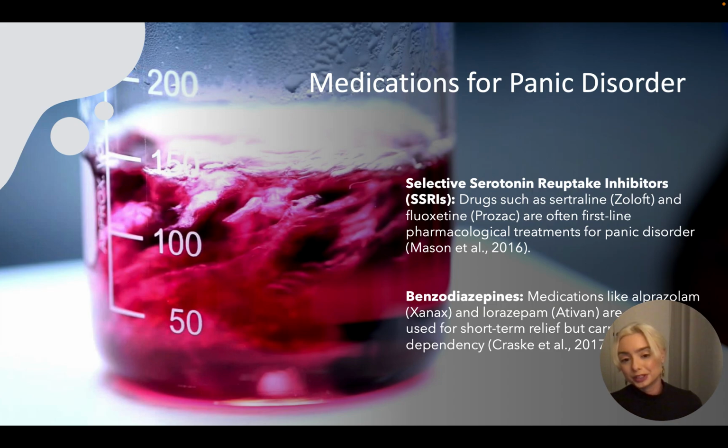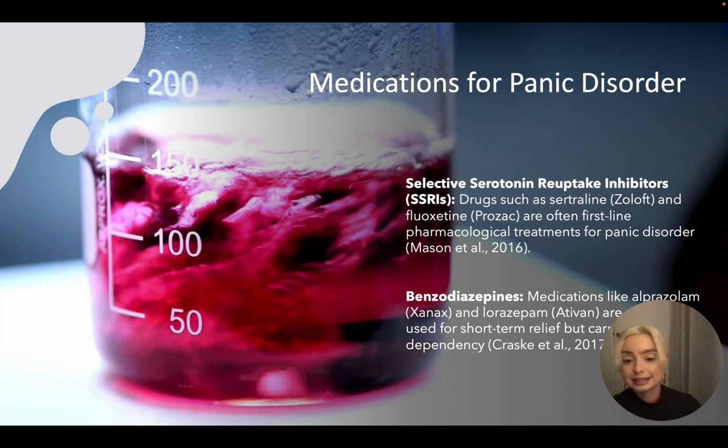So one might be wondering, are there medications for panic disorder or for clients who are looking for some relief for their panic disorder? And the answer is yes. Selective serotonin reuptake inhibitors, or SSRIs, are a great first line of defense for pharmacological treatments in panic disorder.